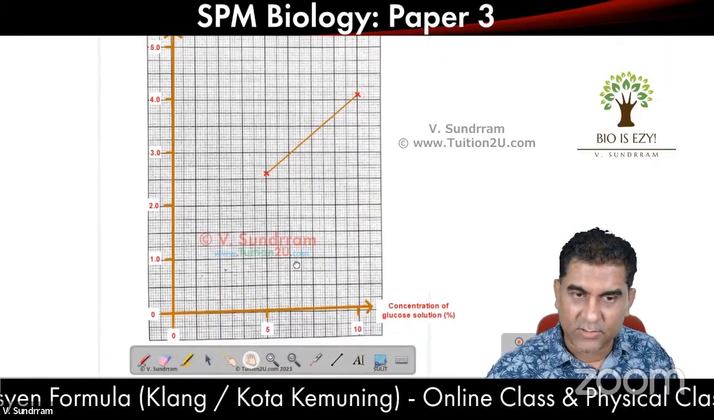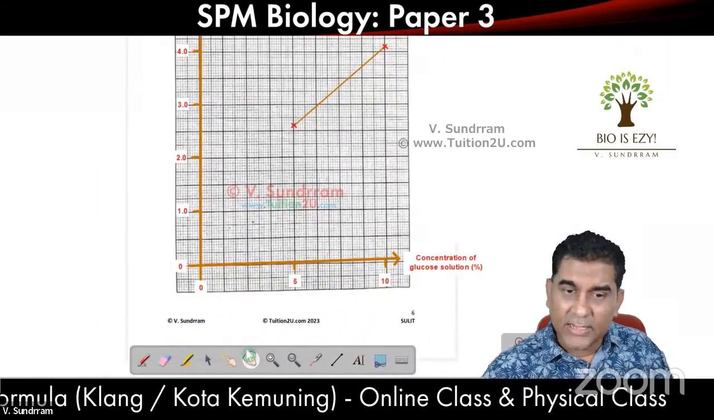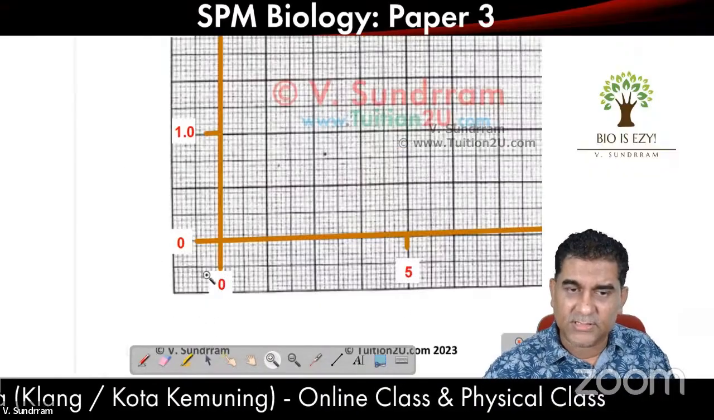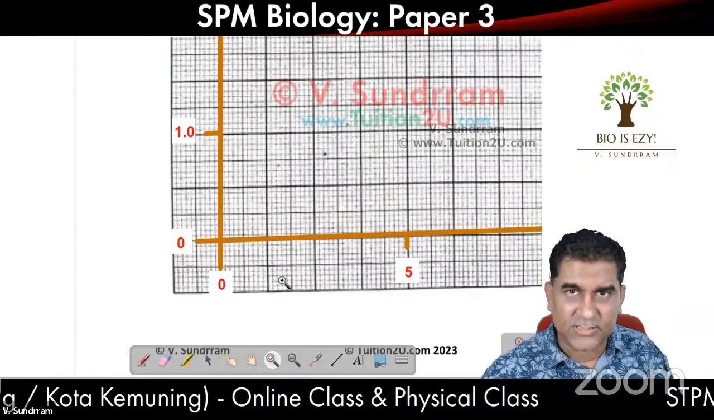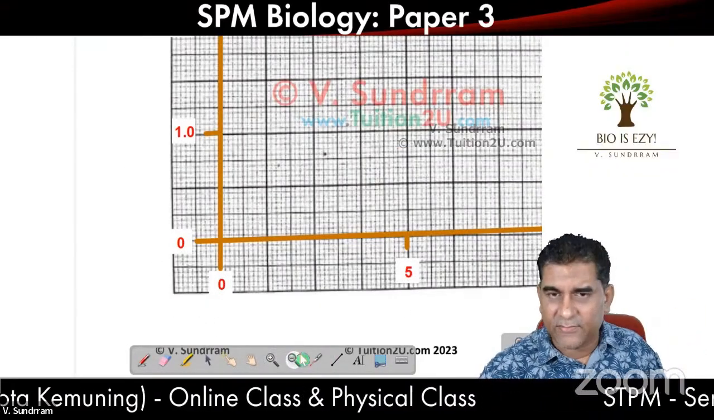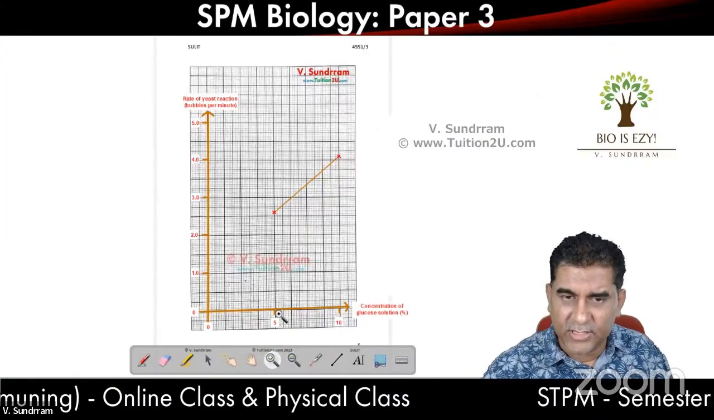So the numbers down here are 0, 5, and 10. Another thing that students tend to miss is to label the origin. Many students miss that. So we are done with the graph. This is the graph we already drew.